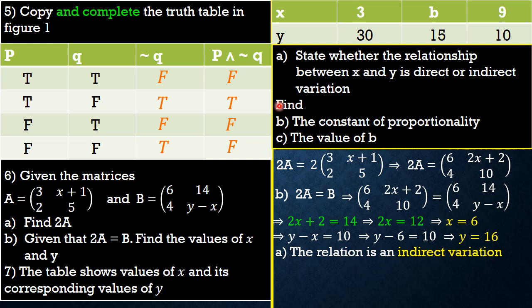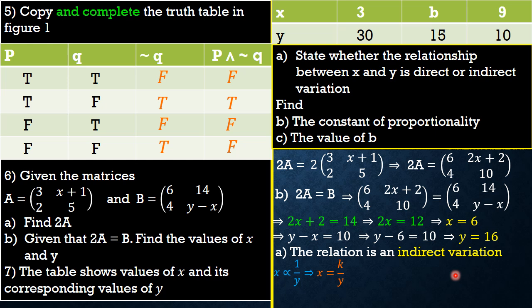Okay, now the B part wants you to find the constant of proportionality and the value of B. Keep in mind, friends, that B is an x value, okay, because it belongs to the row containing all the x values. So to be able to get this constant, we have to write some relation which is going to relate the two quantities. Since our relation is an indirect variation, it means that x is inversely related to y. It therefore means that x times y has to be what, guys?